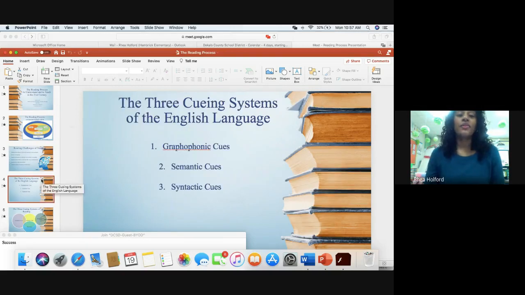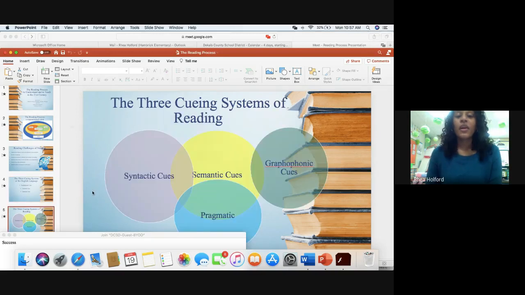The three cueing systems of the English language include graphophonic cues, semantic cues, and syntax cues. We also have pragmatic, so the context of pragmatic. So we're going to discuss syntax cues, semantic cues, graphophonic cues, and pragmatic cues.